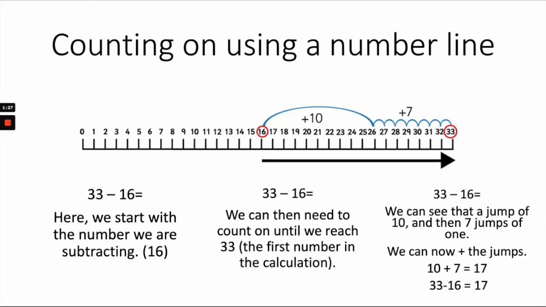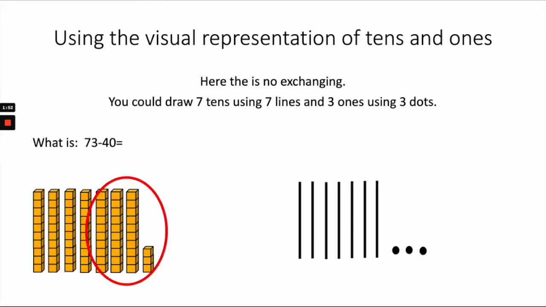And when they count on using a number line, the children will start with the second number in their subtraction calculation. So 33 subtract 16, we can see that they've started with 16 and they're now counting on until they get to 33, and then they'll have to count the jumps. So they know that there's a jump of 10 and then there is a jump of 1s, and there are 7 jumps of 1 each, so we know that the answer is 17.